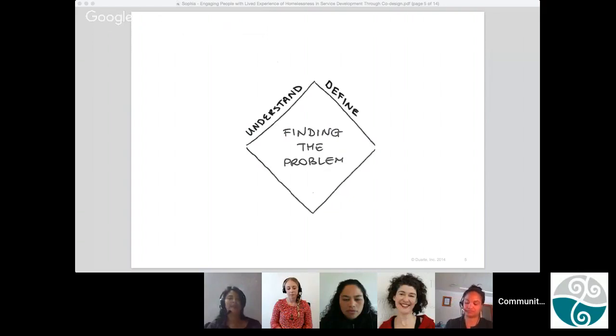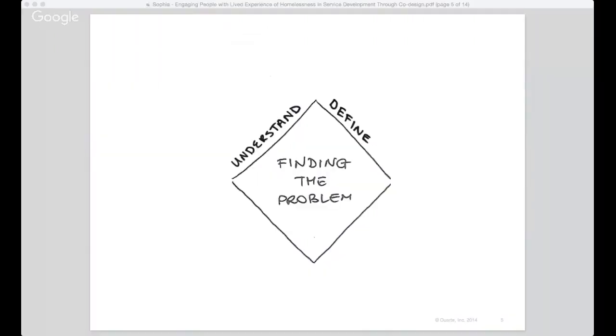So co-design has 2 double diamonds, and the first diamond is about finding the problem, and that includes 2 processes: understanding and then defining what the problem actually is. Next slide.